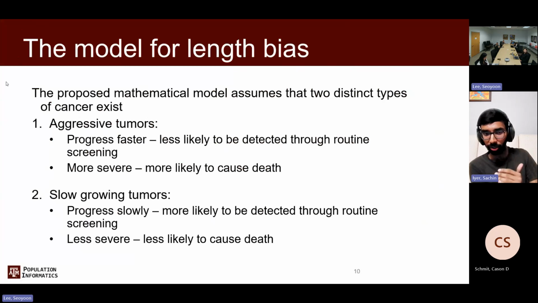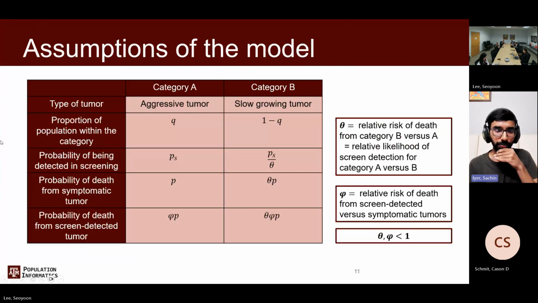Similarly, for the slow-growing tumors, it's assumed that they progress slowly, due to which they are more likely to be detected through routine screening, and that they are also less severe. So they are also less likely to cause death. So looking at it in more detail, Duffy and collaborators classify this as category A and category B tumors.